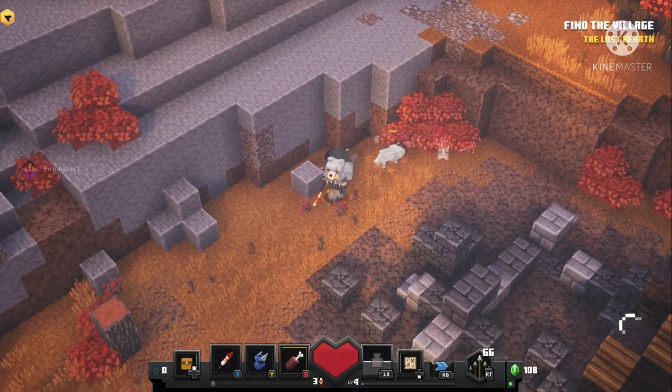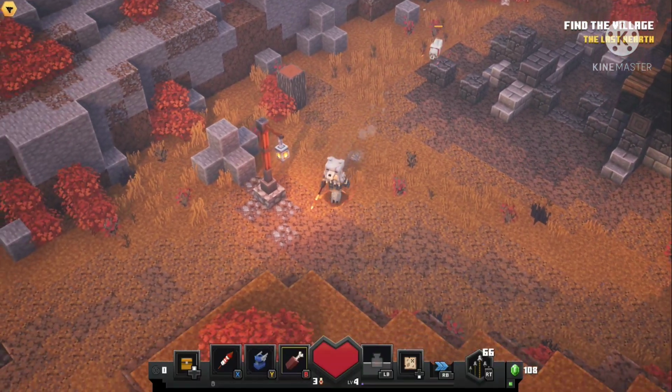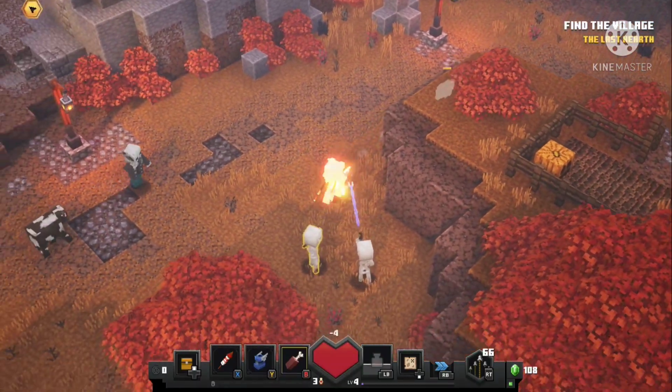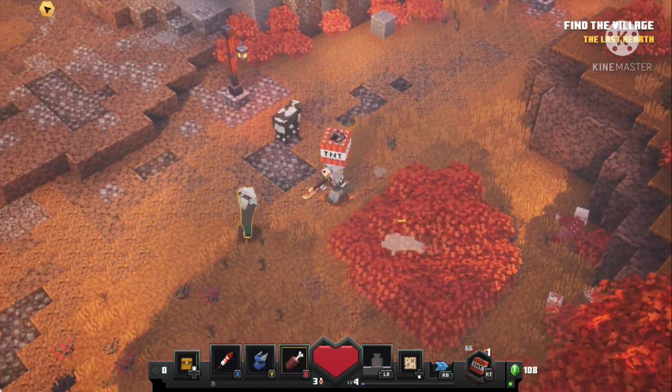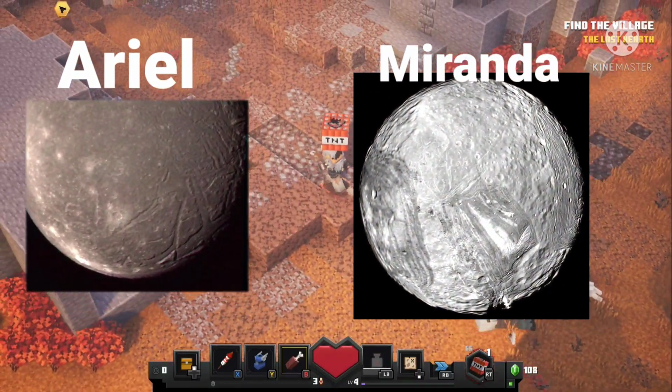Several of Uranus's moons have been named after characters from the plays of Shakespeare. Examples of this include Titania, Puck, and Oberon from A Midsummer Night's Dream, and Ariel and Miranda from The Tempest.